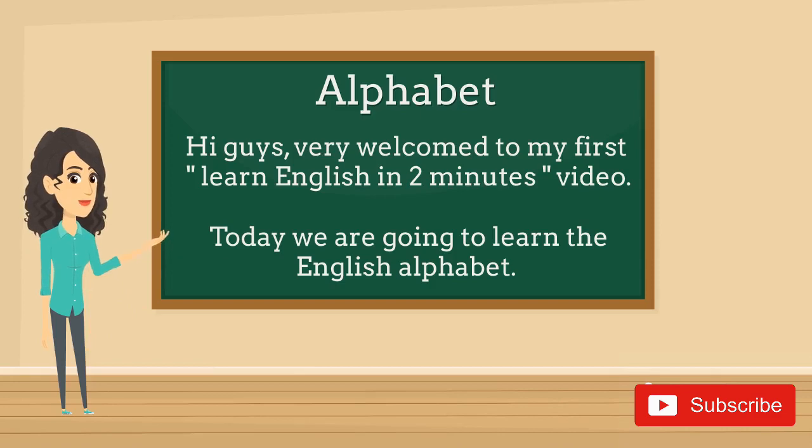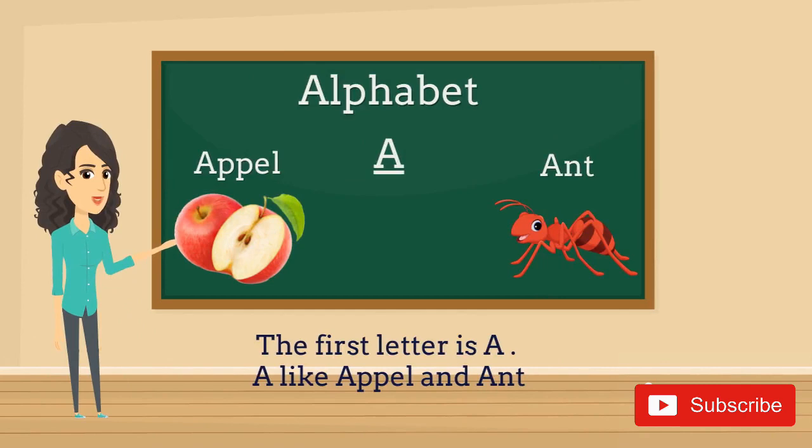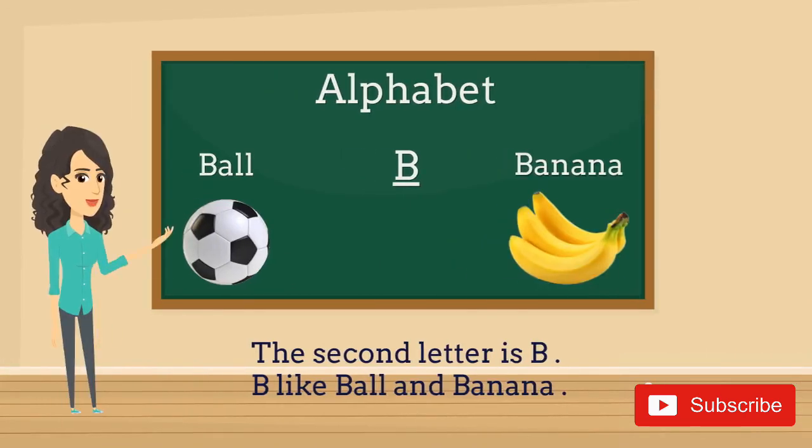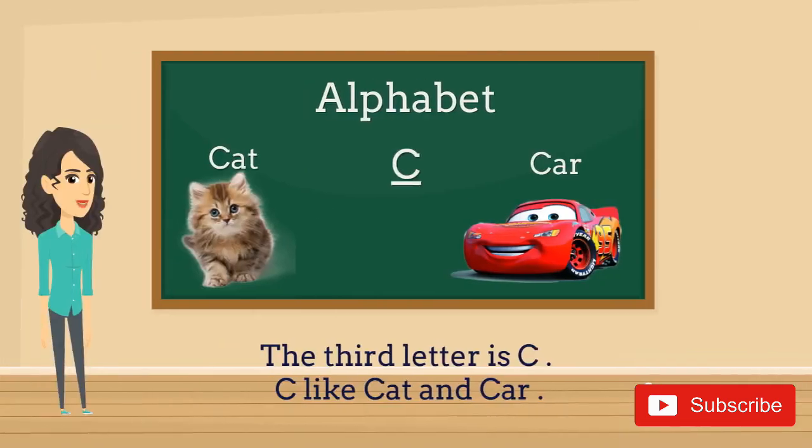Today we are going to learn the English alphabet. The first letter is A. A like apple and ant. The second letter is B. B like ball and banana. The third letter is C. C like cat and car.